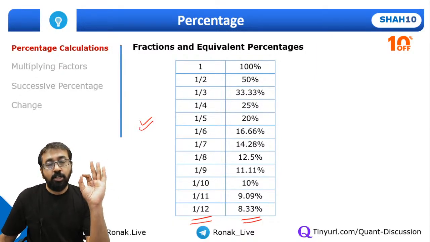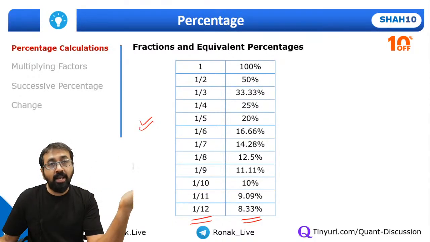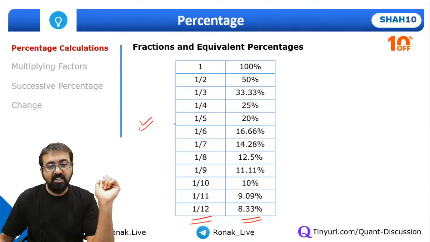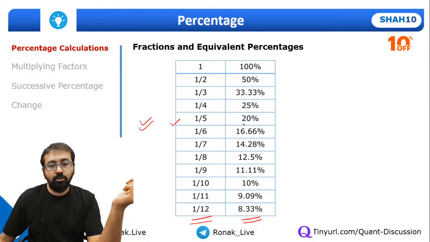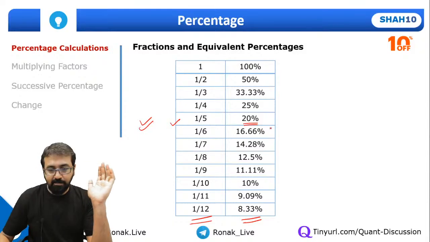In fact, during the basic calculation session, I had mentioned that you need to remember fractions up to 1 by 12 and their decimal equivalents. So 1 by 12 is equal to 0.08333. It is a recurring decimal, so we just multiply that decimal by 100 and we get 8.33%. Same way, 1 by 5 is 0.2, multiply by 100 and you will get 20%. Same way you can remember these fractions and equivalent percentages.